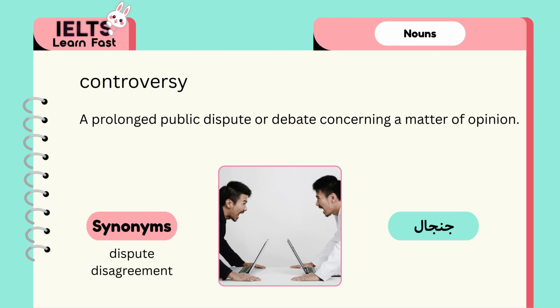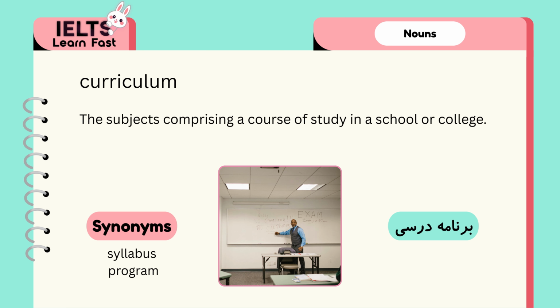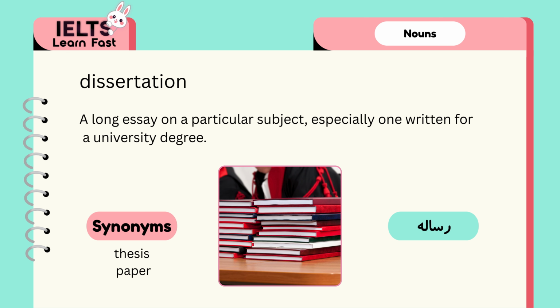Controversy: a prolonged public dispute or debate concerning a matter of opinion. Synonyms: dispute, disagreement. Curriculum: the subjects comprising a course of study in a school or college. Synonyms: syllabus, program. Dissertation: a long essay on a particular subject, especially one written for a university degree. Synonyms: thesis, paper.